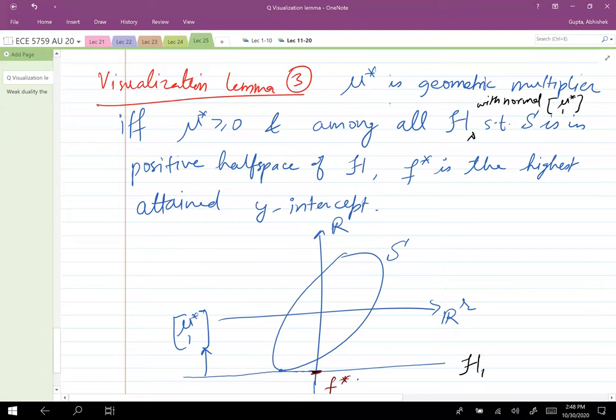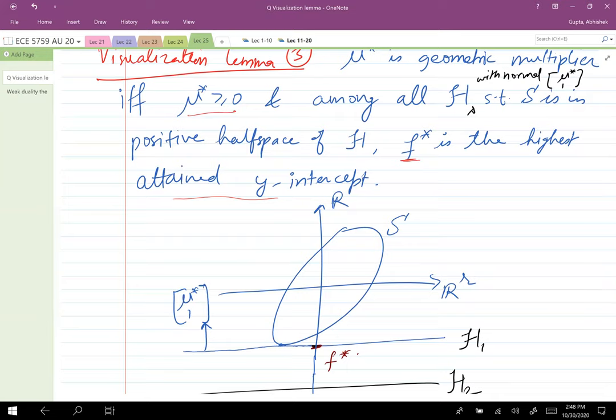So mu star is a geometric multiplier if and only if mu star is greater than or equal to zero and f star is the highest attained y-intercept of the hyperplanes. These hyperplanes have normal (mu star, 1). I think I understood wrongly then. Thank you. Sure.